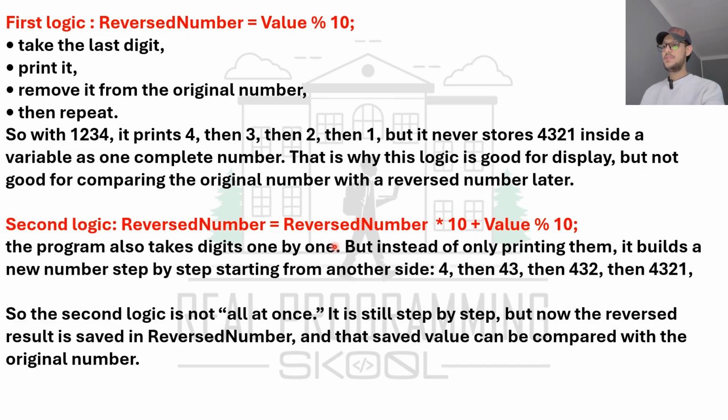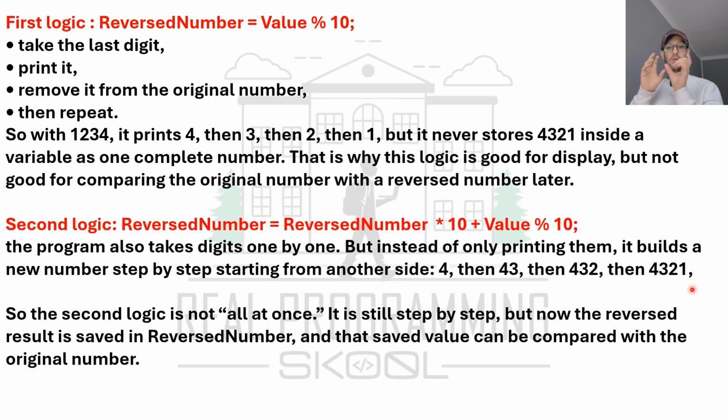But the second logic, reverse number equal reverse number multiply 10 plus value mod 10, the program also takes the digits one by one, but instead of only printing them, it builds a new number step by step, starting from the other side: 4, then 43, then 432, then 4321. The compiler also starts from the last number of the value, takes it, prints it, and stores it inside the new variable called reverse number. Then take 3, store it next to the 4. Take 2, store it next to the 3 and 4. Take 1, store it next to 2, 3, and 4.